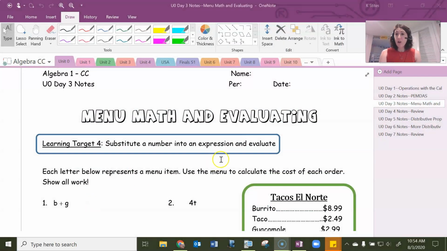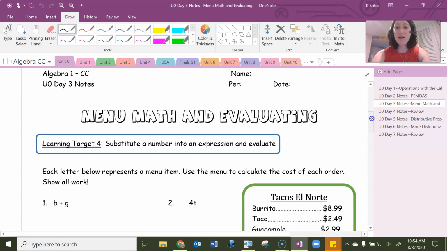Okay, so here we go. You definitely want a calculator today because everything we do today will pretty much be on the calculator. Basically, what we're learning about today is substituting a number into an expression and then evaluating. And we are going to do that using a menu.